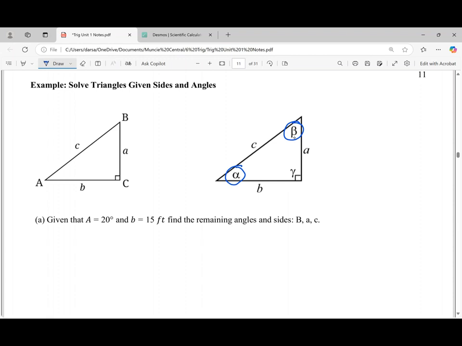Think of alpha and beta as the same as capital A and capital B. You'll notice C is always the hypotenuse of the triangle. The little a is opposite of angle alpha, and the little b is opposite of angle beta.